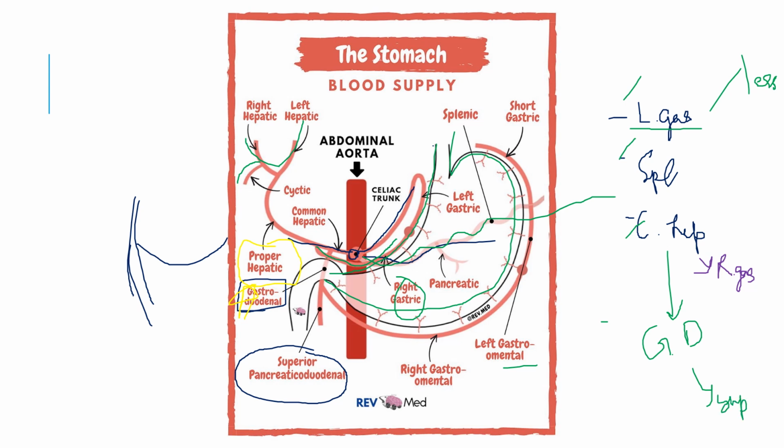So the gastroduodenal artery is the artery which is bleeding in case of a perforated duodenal ulcer. Then we have the common hepatic, which gives off these branches. It is then called the proper hepatic, which divides into right and left hepatic. The right hepatic gives off a cystic branch for the gallbladder. Okay, so this is the arterial supply of the stomach.